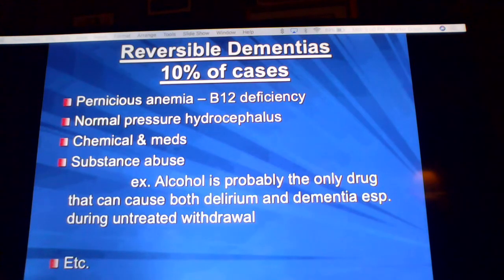In terms of substance abuse, alcohol is probably the only drug that can cause both delirium and dementia, especially in untreated withdrawal. So in withdrawal, somebody can become delirious, right? Delirium tremens. And chronic use of high-dose alcohol can actually kill brain cells. Again, one example of this is when we give an injection, an IM or a sub-Q injection, we clean your skin with alcohol. Alcohol kills germs. If it kills germs, it kills our brain cells and body cells, of course, at much higher doses.